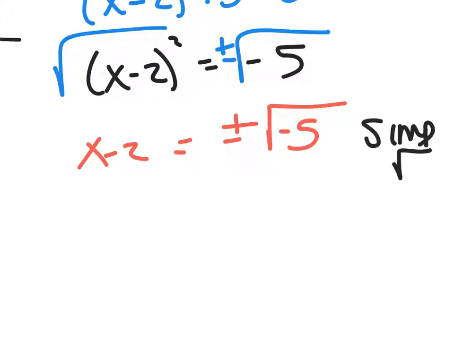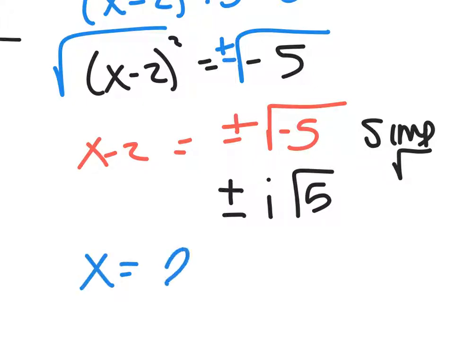Now I can't really break down 5, but I can break down that negative. A negative under a radical comes out as an i. But remember, the plus or minus is what gets written down first, so I'll have i radical 5. And then I'll just add over that 2, so I get 2 plus or minus i radical 5.